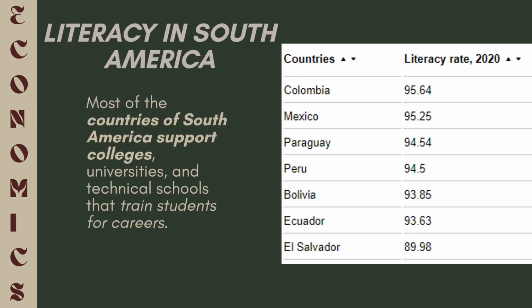This is their ranking in 2020, the literacy rate. First is Colombia, Mexico, Paraguay, Peru, Bolivia, Ecuador, and El Salvador. Because again, education helps for industrialization. So through education, these countries are on their way to being industrialized. Kasi nga, education is an investment.